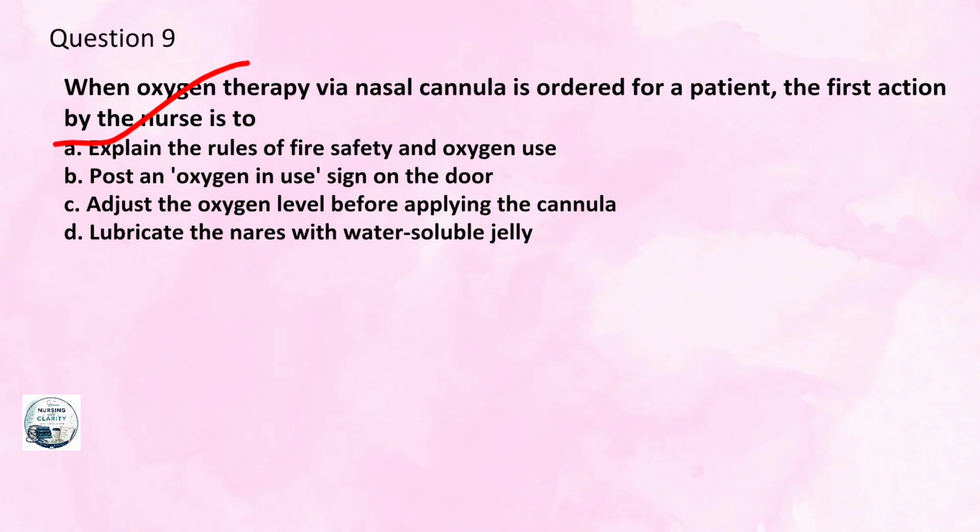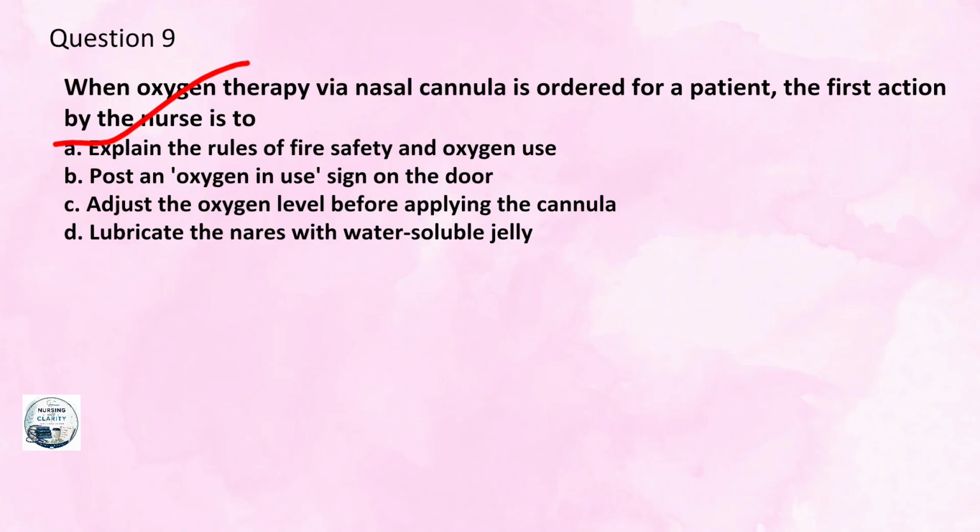Before initiating oxygen therapy, the nurse should educate the patient and family about oxygen safety, because oxygen itself does not burn, but it makes anything that catches fire burn faster and with more intensity. So now, why are the other options wrong? Post an oxygen in use sign on the door. This is an important safety measure, but it is done after oxygen therapy is started or while it is in use. So therefore, we can't choose this option.